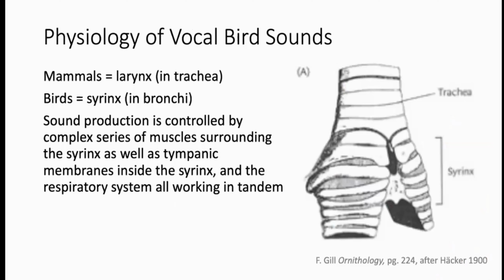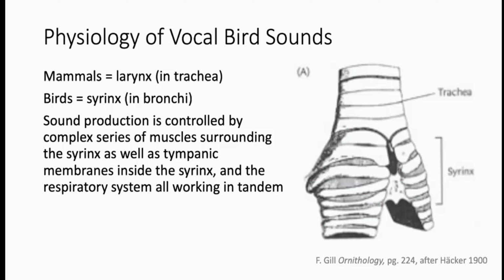So in mammals, including humans, our sound producing organ, our vocal cords, are in our trachea, and they're basically a series of tympanic membranes that vibrate when air passes over them, and that's what makes the sound. And the variation in that sound is controlled by the constriction of the trachea, as well as how we open and move our mouths and our necks while we're speaking.